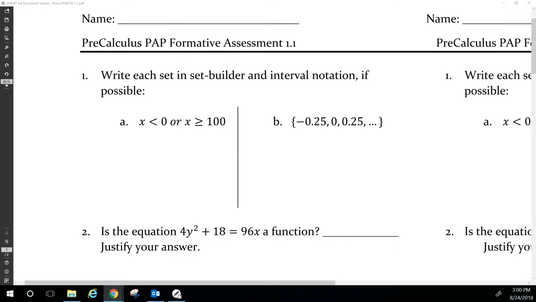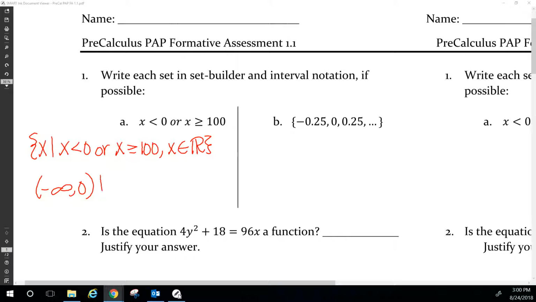So for set builder, for A, I've got the set of all x's such that x is less than 0, or x is greater than or equal to 100, and x is an element of all real numbers. For interval notation, my first interval is when x is less than 0. So from negative infinity to 0, not including the 0, there's no equal sign.